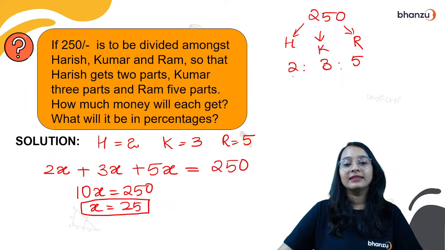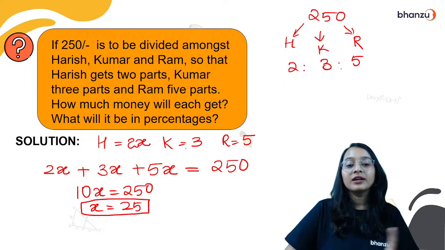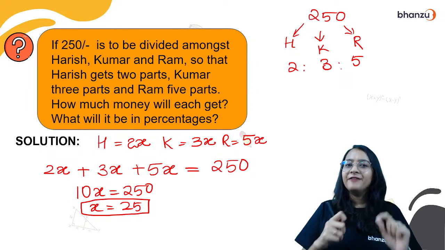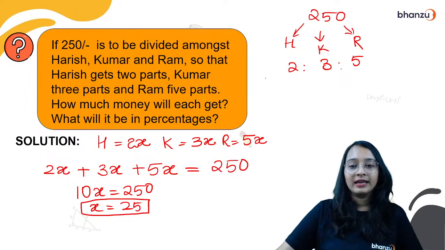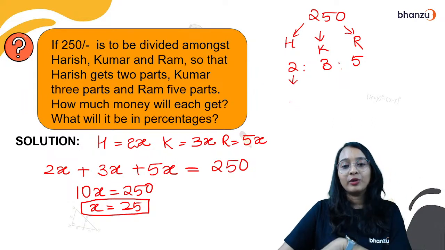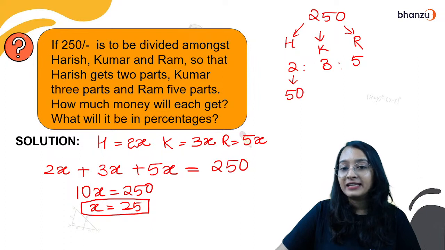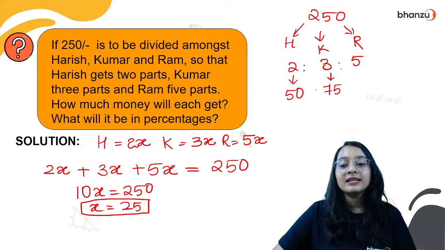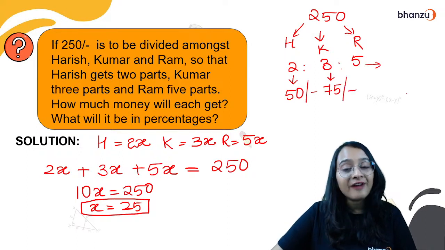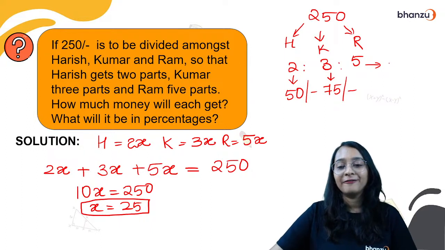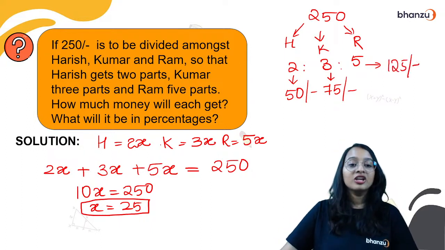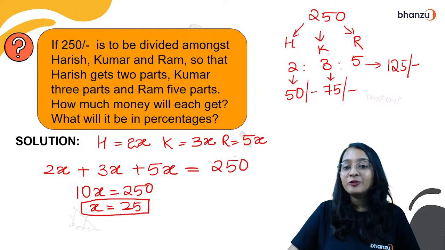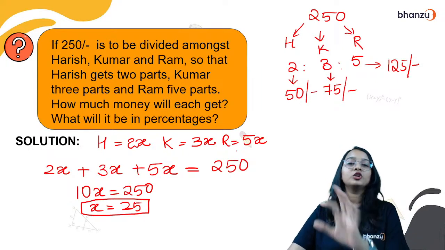Now, once we know that Harish has got 2x, Kumar has got 3x and Ram has got 5x, we know how much each of them have got here. Right? So 2x means 2 into 25, which is going to be 50. 3x means 3 multiplied with 25. He got 75 rupees. And what is 5x? 5 multiplied with 25, which is 125. So how much money did each of them get? Harish got 50 rupees, Kumar got 75 rupees and Ram has got 125 rupees.